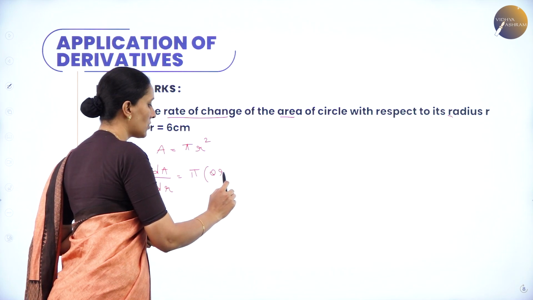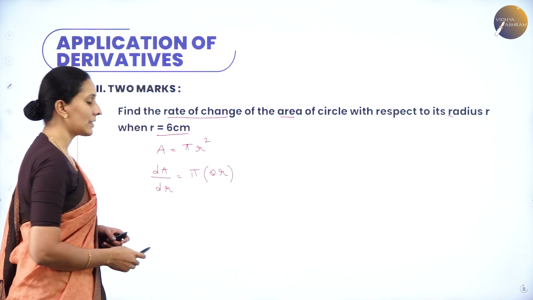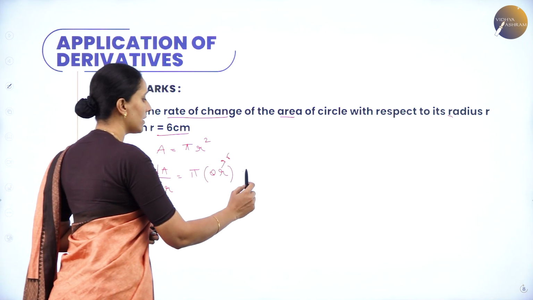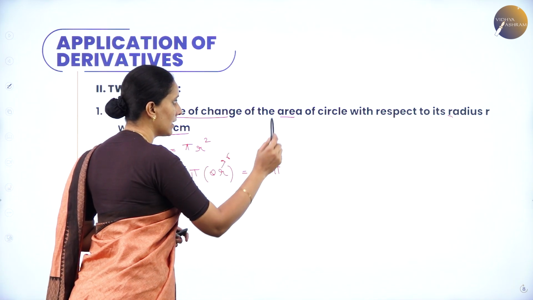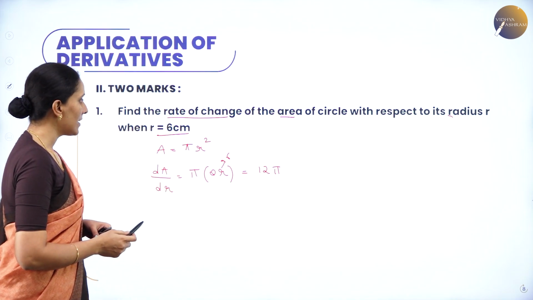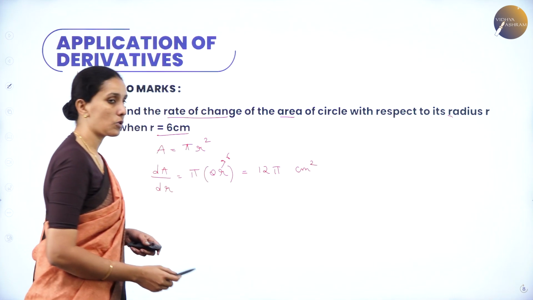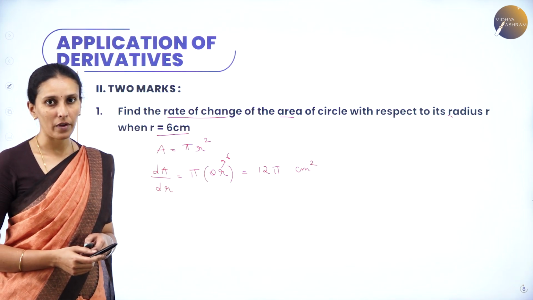Derivative of r square is 2r. Now the value of r is given as 6. If you substitute r is equal to 6 here, the answer is 12 pi. Since the length or the radius is given in centimeter, it is centimeter square. So 12 pi centimeter square.